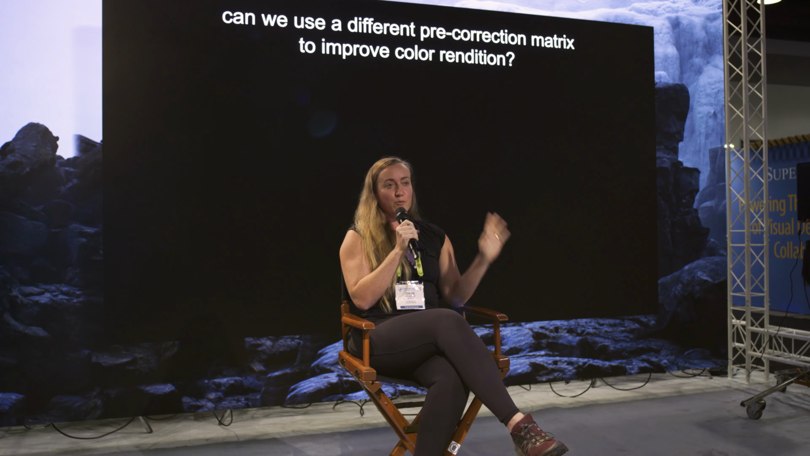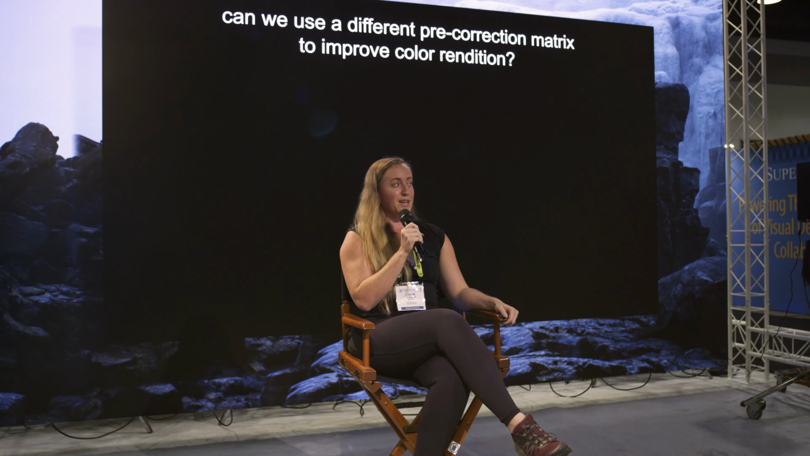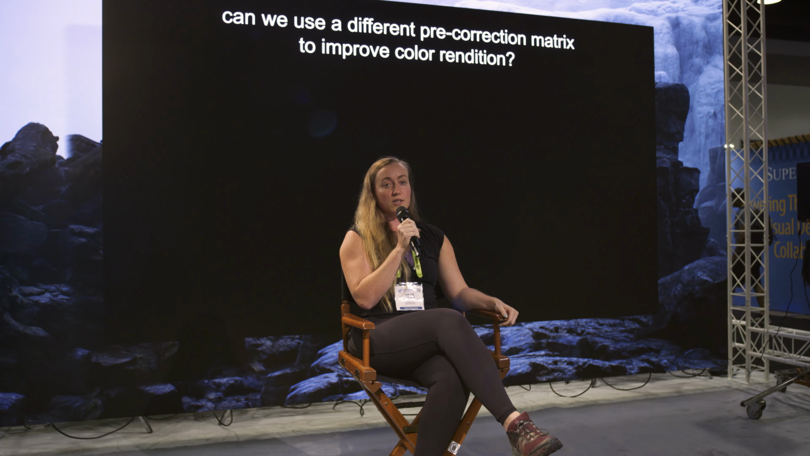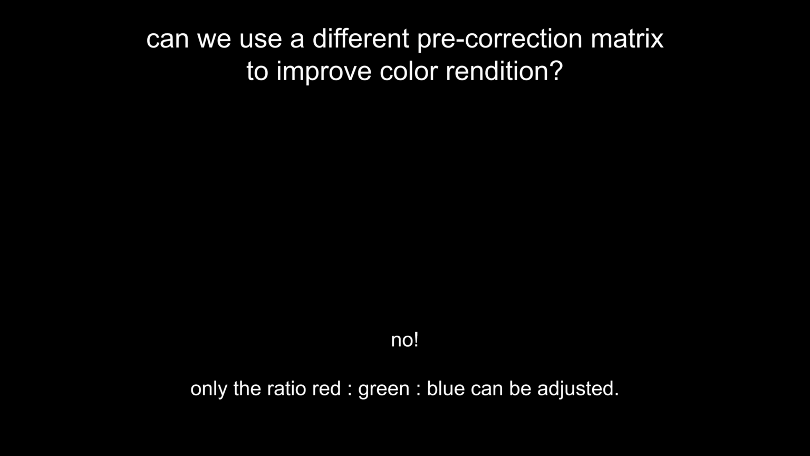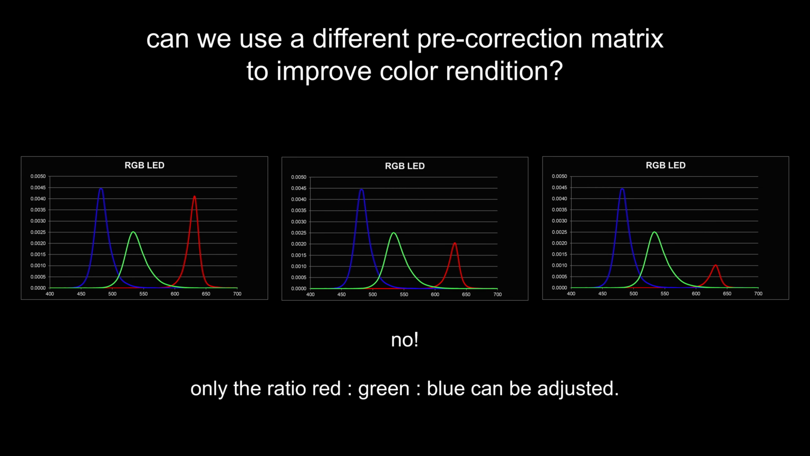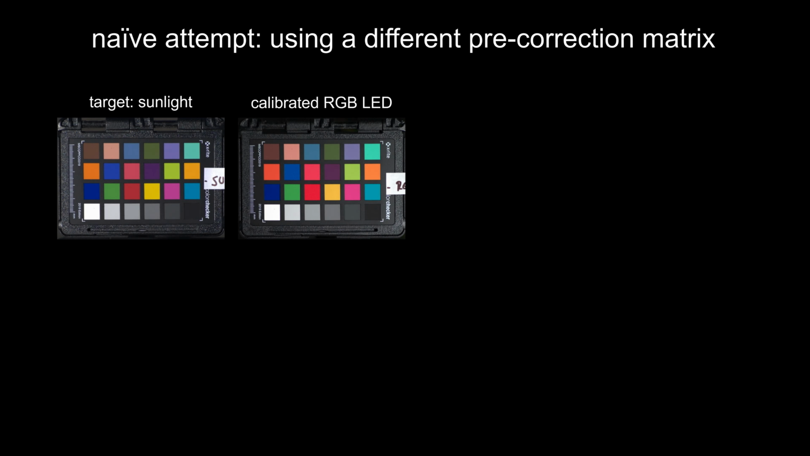So in all of that, what I just showed, we were talking about using a pre-correction matrix. And so some of you may be thinking, well, okay, can't you just use a different pre-correction matrix in order to improve your color rendition? And the answer is unfortunately no, you cannot, because if you use a different pre-correction matrix, you're only changing the relative amounts of the red, the green, and the blue LEDs. And that actually does not enable you to produce light where it doesn't exist in the spectrum of these original primaries. To demonstrate what I mean, we're going to look again at our color chart image here.